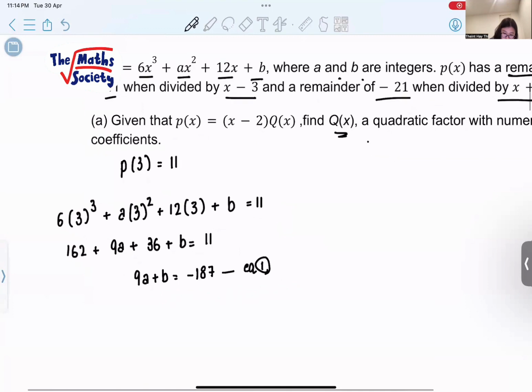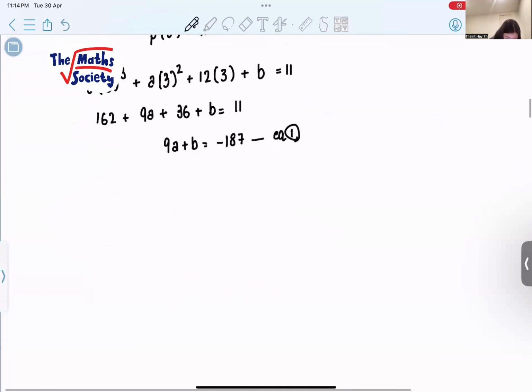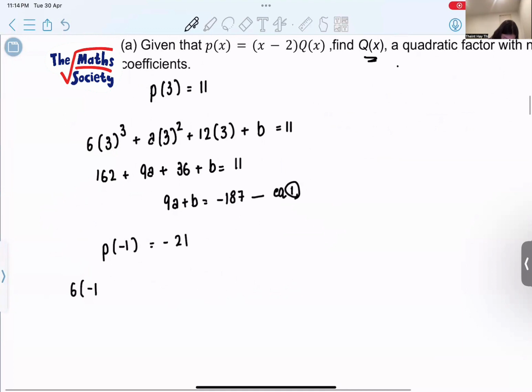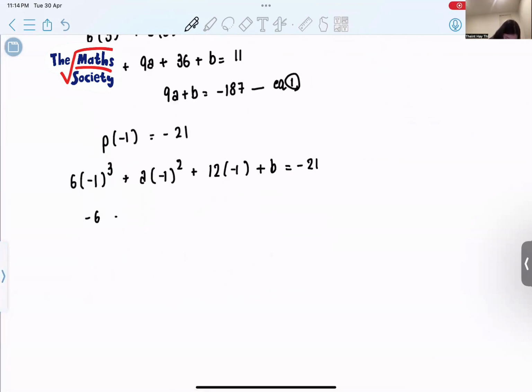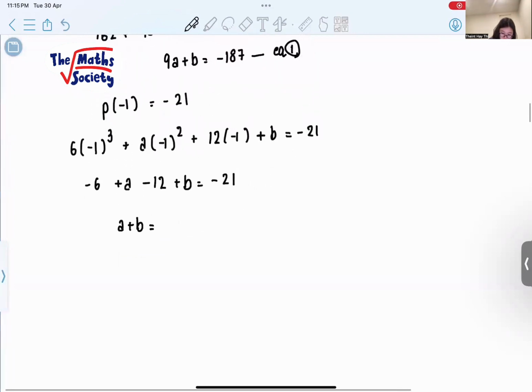And then you'll have to find the remainder of minus 21 for x plus 1. So it's p of minus 1 equals minus 21, yeah? So it's the same: 6 times minus 1 cubed plus a times minus 1 squared plus 12 times minus 1 plus b is going to equal minus 21. So it's going to be minus 6 plus a minus 12 plus b equals minus 21. So a plus b equals minus 21 plus 6 plus 12. So you're going to get minus 3. And that is your second equation.